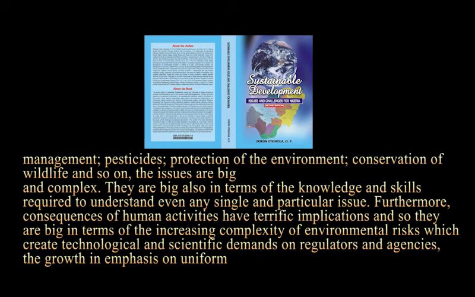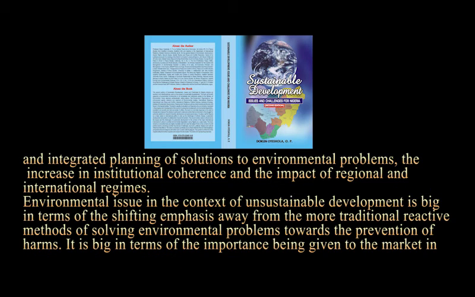Furthermore, consequences of human activities have terrific implications, and so they are big in terms of the increasing complexity of environmental risks which create technological and scientific demands on regulators and agencies, the growth in emphasis on uniform and integrated planning of solutions to environmental problems, the increase in institutional coherence and the impact of regional and international regimes. Environmental issue in the context of unsustainable development is big in terms of the shifting emphasis away from the more traditional reactive methods of solving environmental problems towards the prevention of harms.